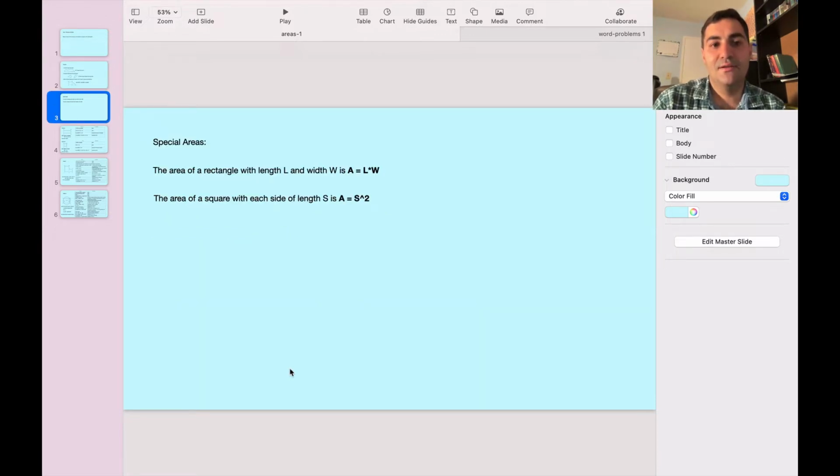Special areas. The area of a rectangle with length L and width W is area equals L times W. You can also write area equals W times L. The area of a square with each side of length S is area equals side squared.